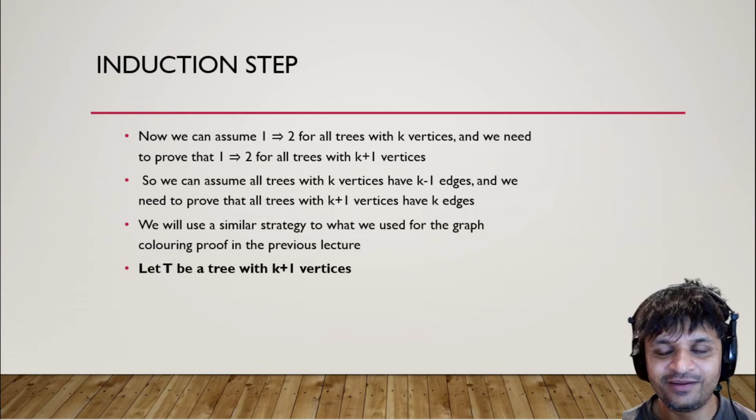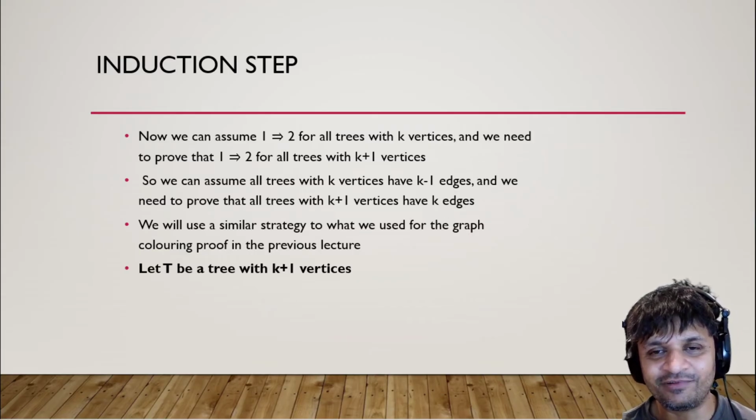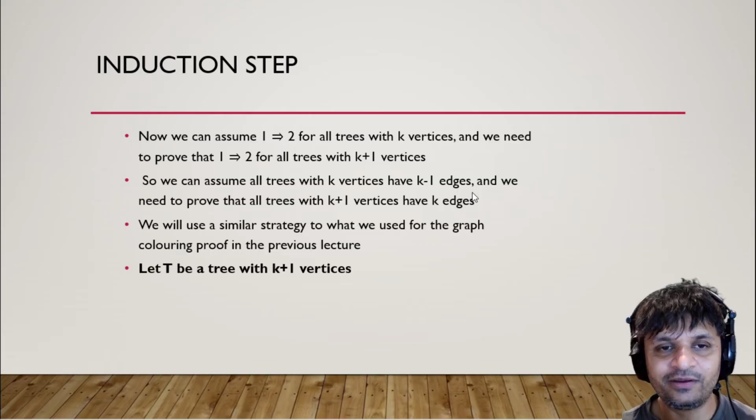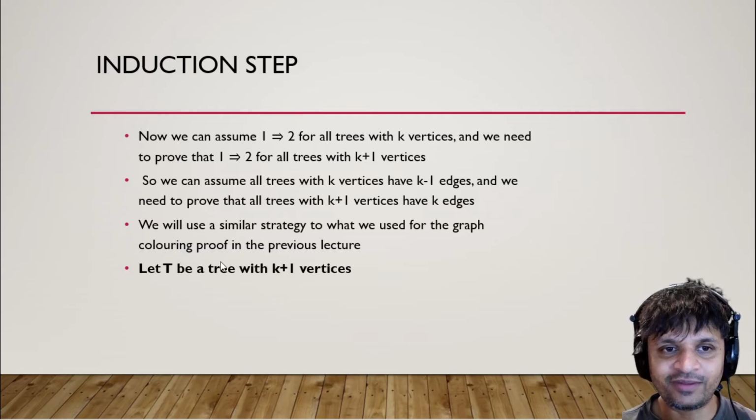So we know that our statement is true for graphs with one vertex. So if we could prove this, we could move it along to 2 vertices and then 3 and 4 and 5 all the way up to infinity, right? So we'll use a similar strategy to what we did for the graph coloring proof. We start off with saying let T be a tree with k plus 1 vertices.